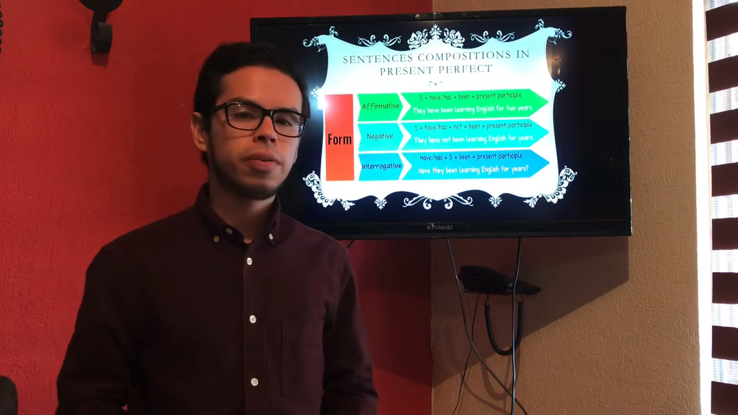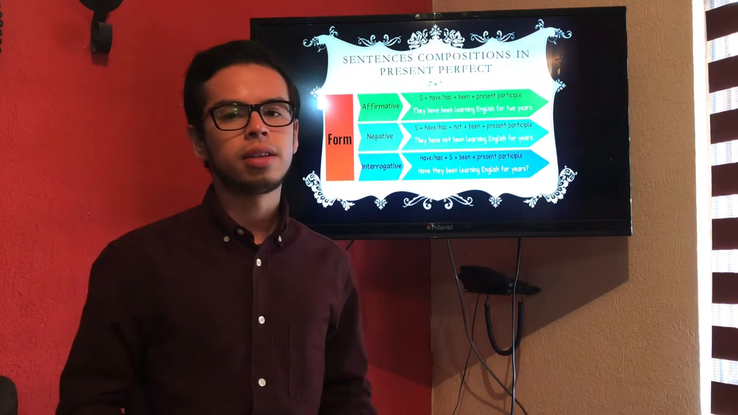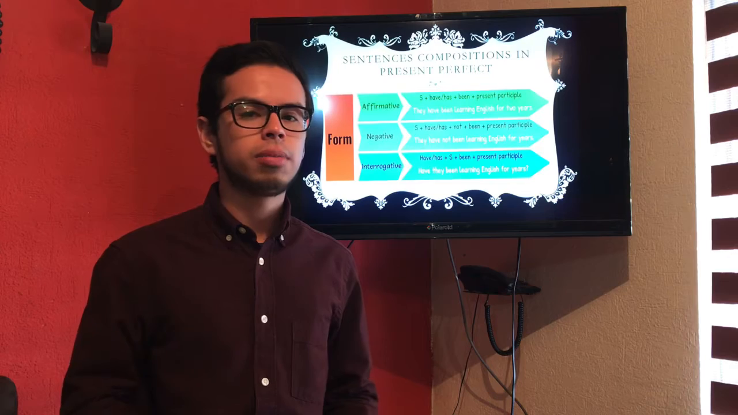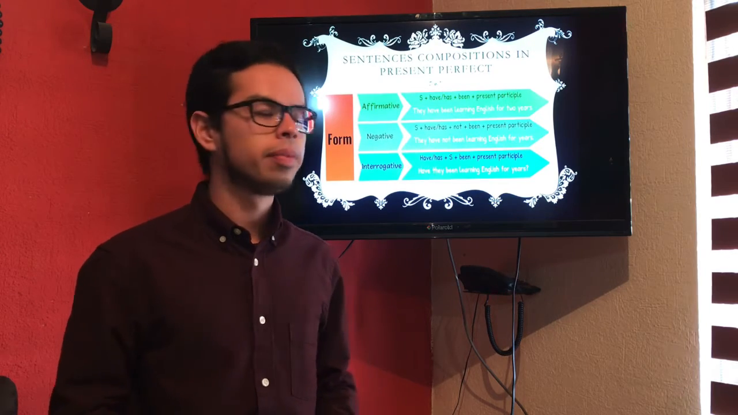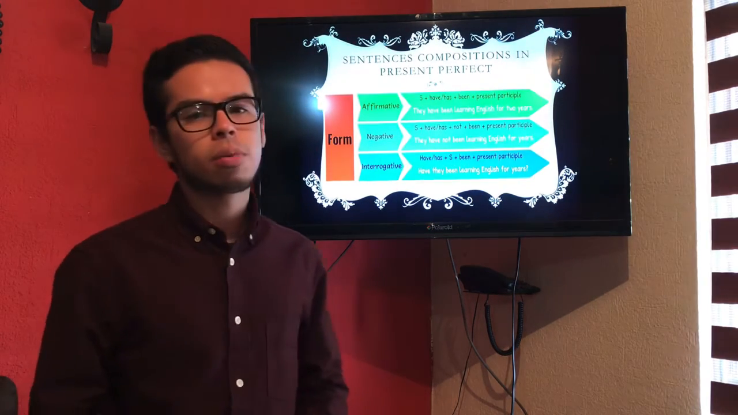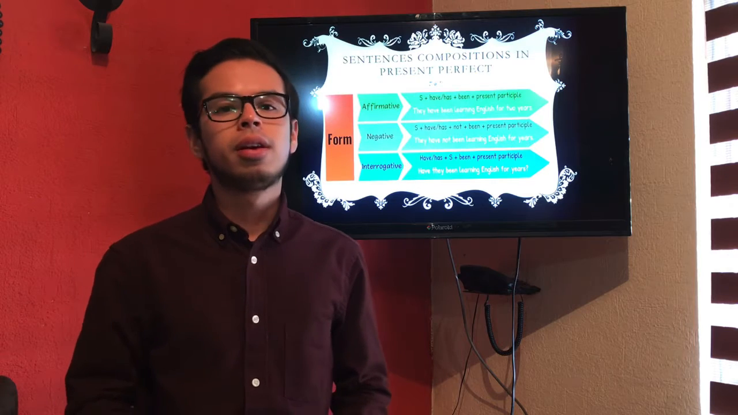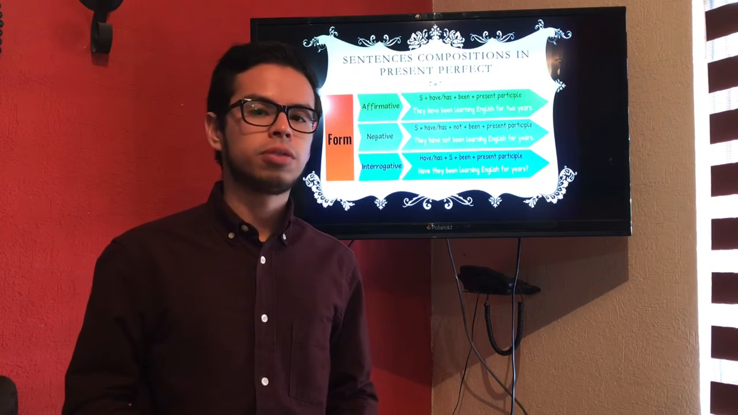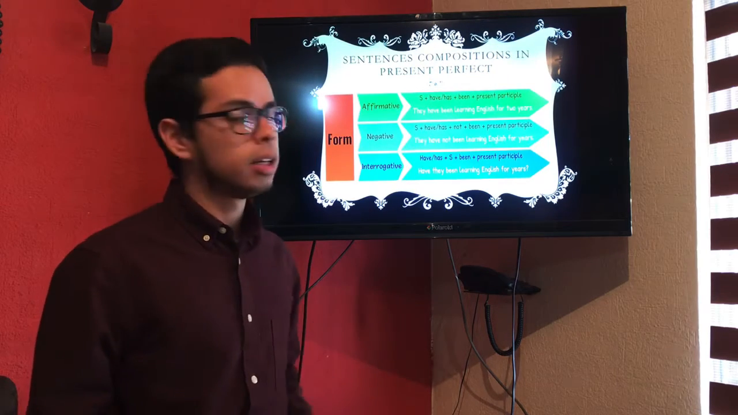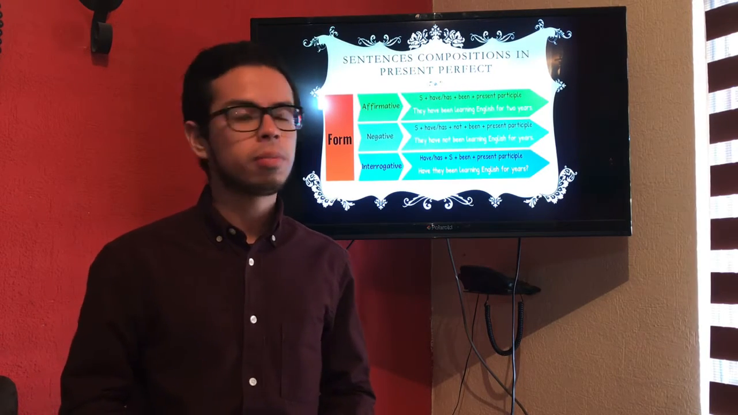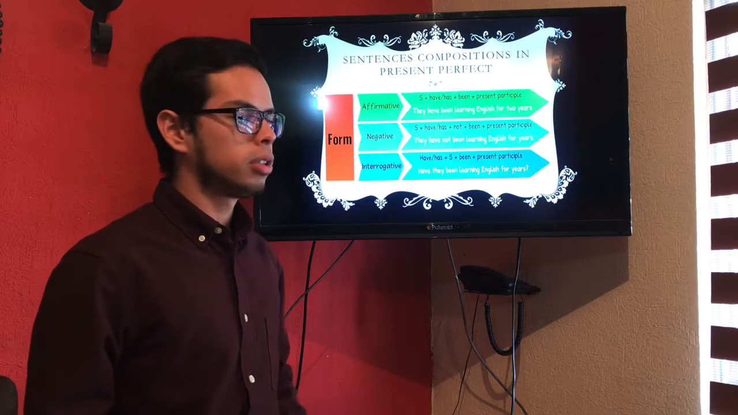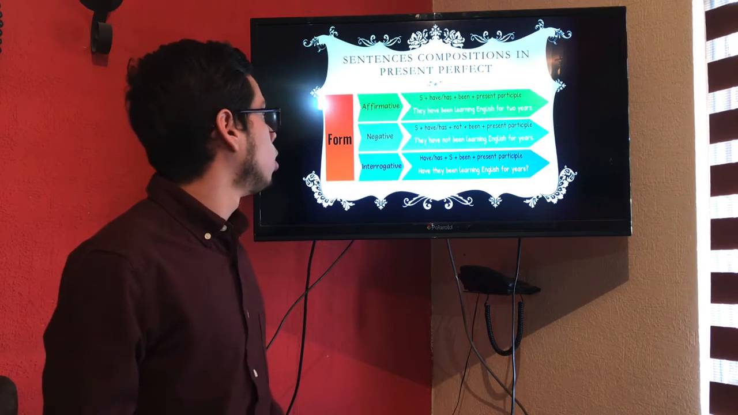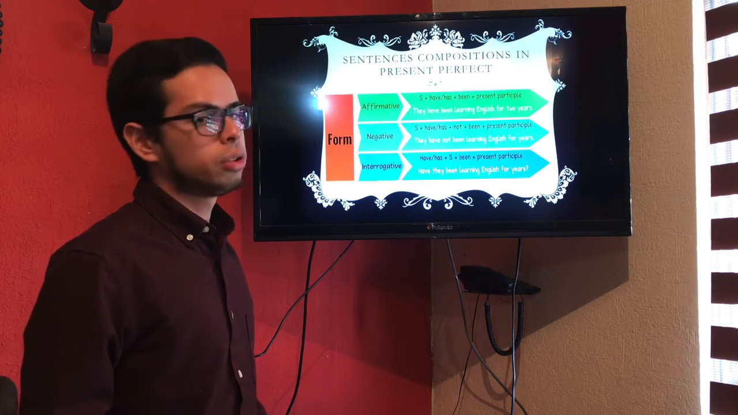The present perfect is composed of three forms, like the other tenses: affirmative, negative, and interrogative. The first one, the affirmative, is composed of a subject plus an auxiliary, have for plural and has for singular. After that, the verb in past participle form and the present participle. Here is an example: They have been learning English for 2 years.